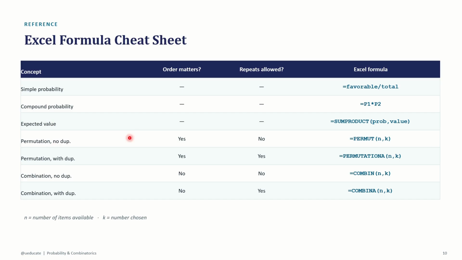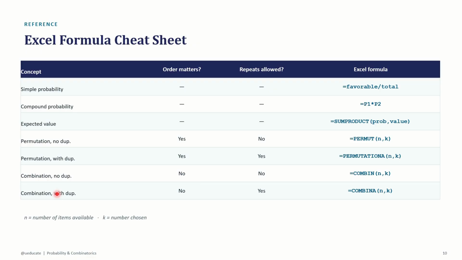Permutation without duplication: order matters, repeats not allowed. This is the formula. Permutation with duplication: order matters, repeats allowed. This is the formula. Combination where order doesn't matter, repeats not allowed. This is the formula.